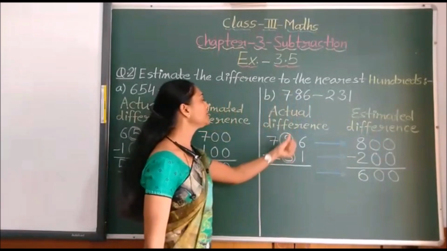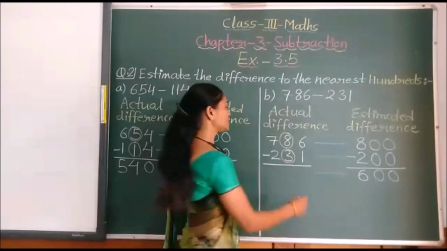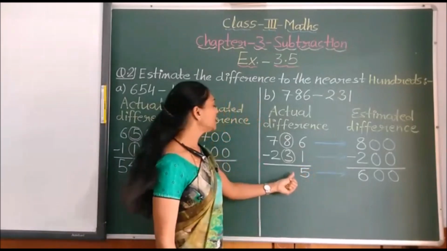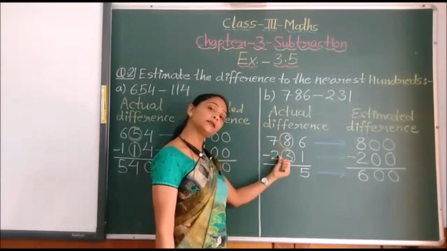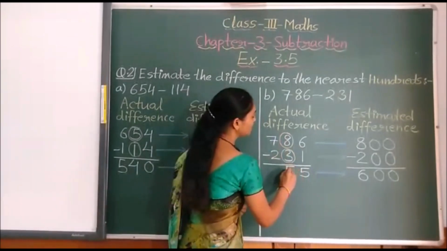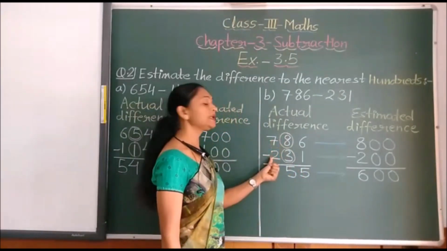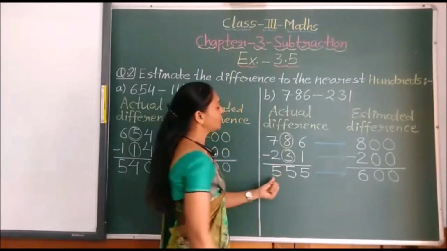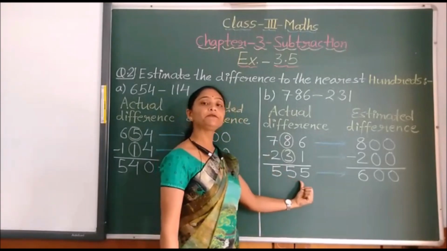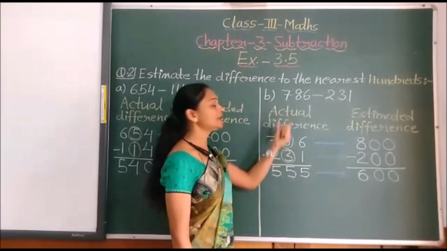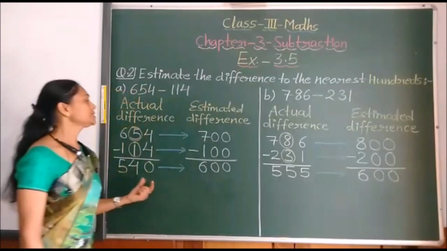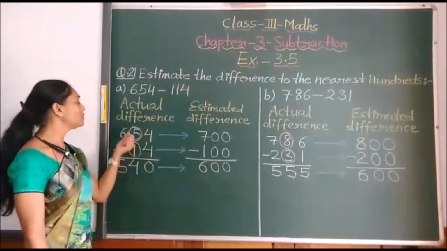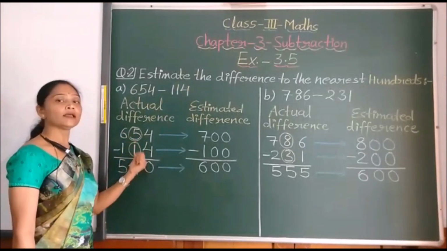Now see children, we will find the actual difference. So here this is 6 minus 1. It is 5. Then 8 minus 3, again 5. So here also we will write 5. Now 7 minus 2, again we got one more 5. So we got this number, 555, as the actual difference. So see children, it is very easy to get the estimated difference by rounding both the numbers to the nearest 100.